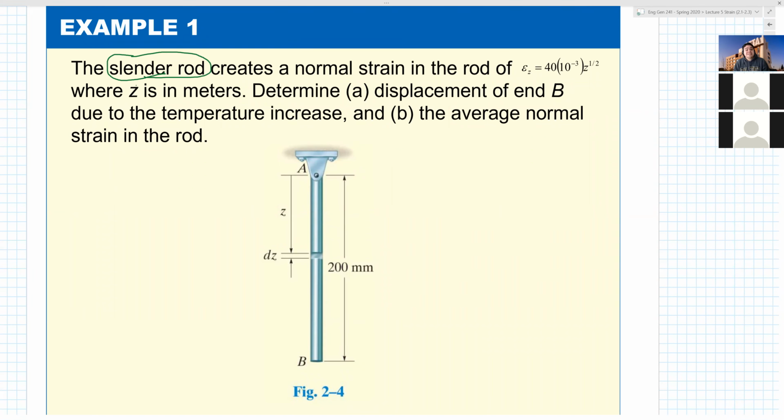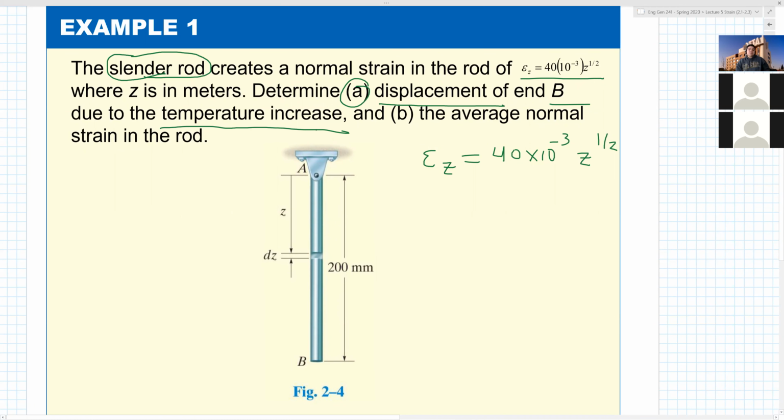So a slender rod creates a normal strain in the rod of 40 times 10 to the minus 3 z to the 1/2. Okay, so let's write that down. What do we know? We know that the strain is equal to 40 times 10 to the negative 3 z to the 1/2, where z is in meters. Determine A, the displacement of B and B due to a temperature increase.